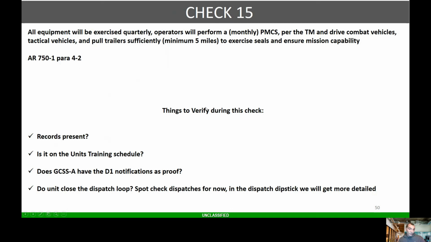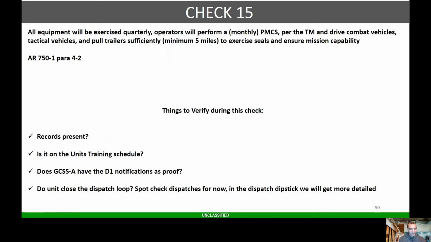So here are things I verified during the check. Records present: is it on the unit training calendar for the monthly rollouts? Does the GCSS-Army have D1 notifications as proof? I can't tell you how many units I go to that have all these memorandums and yada, yada, yada. But if you know how to get in the system, you can look up Headquarters 4, go to the D1 notifications, and check for the monthly rollouts. It's pretty easy, so keep that in mind.